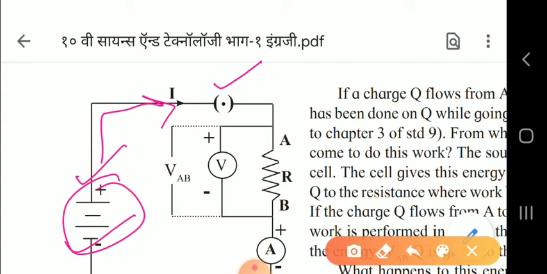Now here we can see that in this circuit the resistor is replaced by a motor. In which form will the energy given by the cell be transformed? Let us see now here. W is equal to V into Q, and what is Q? Q is the charge. So here let us see.